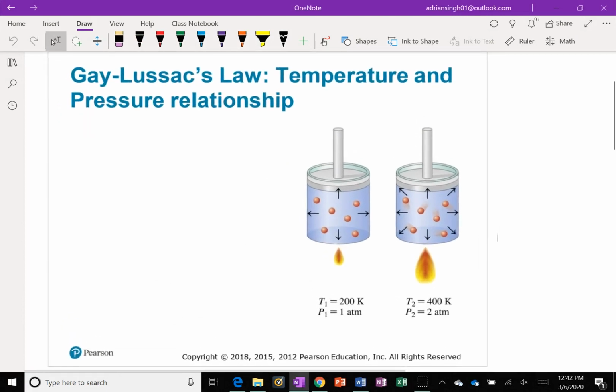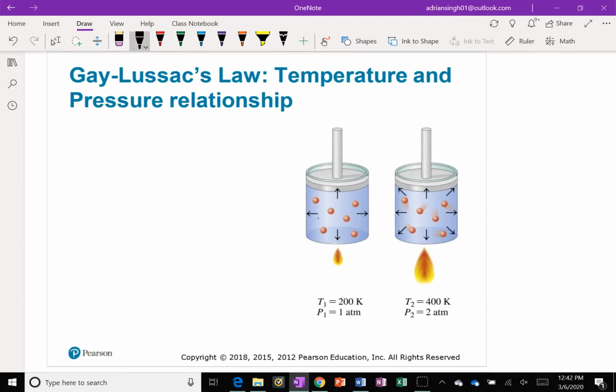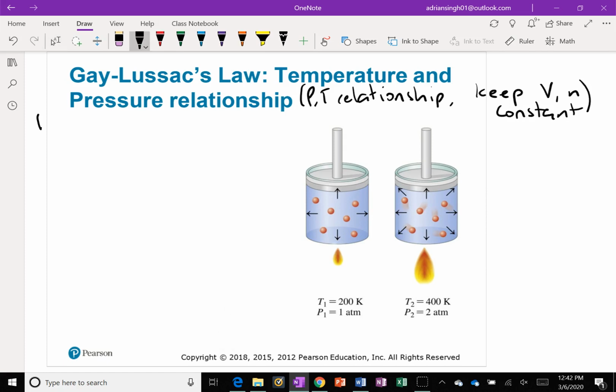So the next relationship we'll take a look at is the relationship between temperature and pressure. So if we're looking at the PT relationship, that means we're going to keep the other two variables, which would be volume and amount, we're going to keep those constant. And the PT relationship is one that's similar to the VT relationship. In other words, P and T are also directly related.